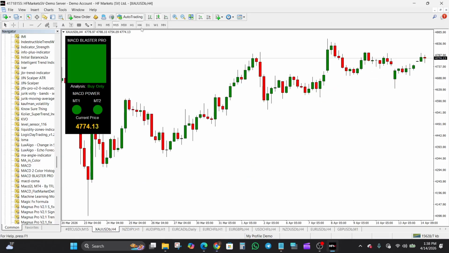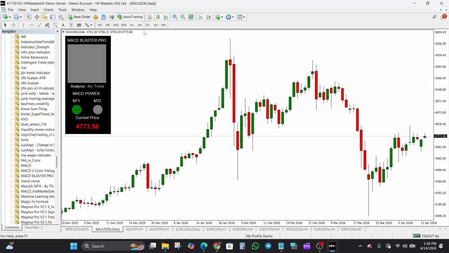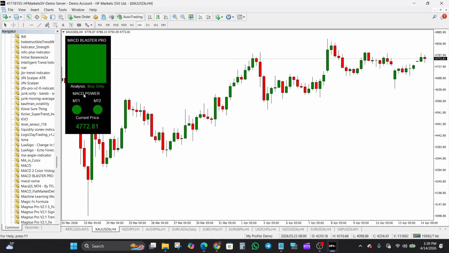Okay, so depending on the particular time frame that you want to work on, you can see now as we went to the daily time frame, there is no trade. The indicator is not yet certain of the direction on this time frame, so there is no trade, right? So whatever time frame you go to, the indicator will tell you whether to buy or to sell, or if there is no trade.